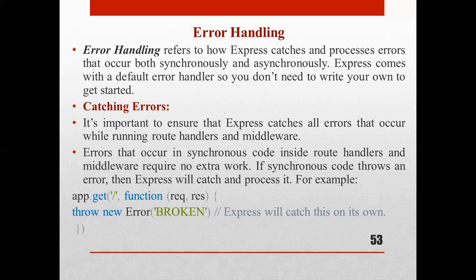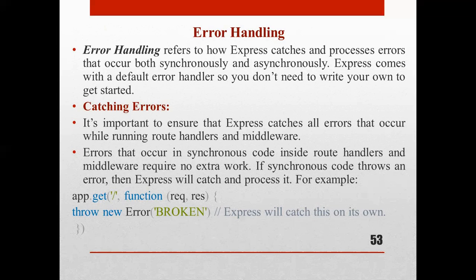So how do we catch errors? Catching errors means it is important to ensure that Express catches all the errors that occur while running route handlers and middleware. While running the route handlers and the middleware, Express catches all the errors that occur. Errors that occur in synchronous code inside route handlers and middleware require no extra work. If synchronous code throws an error, then Express will catch and process it.